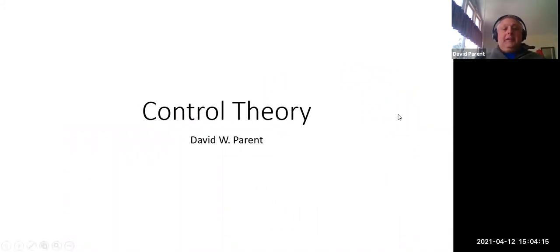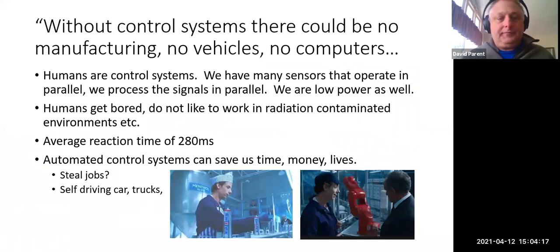So control theory. Control systems are the automatic controlling of things. It's not the person doing the things. Without automatic control, the modern world wouldn't really exist.